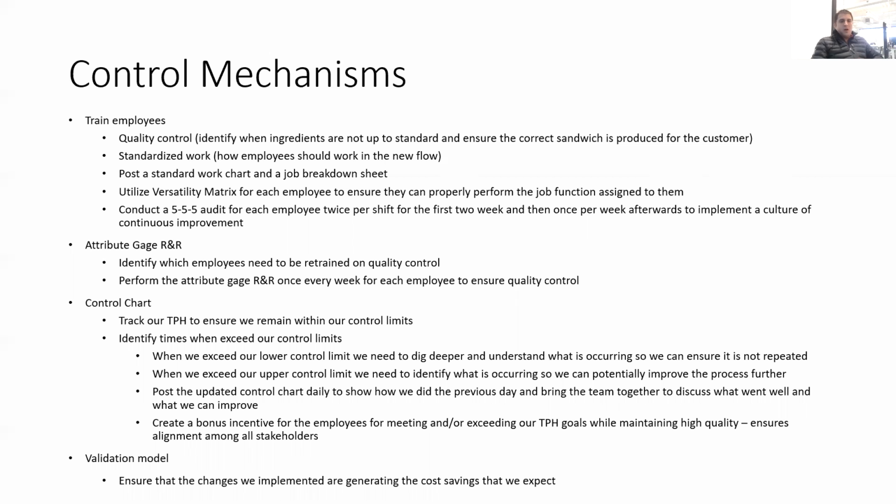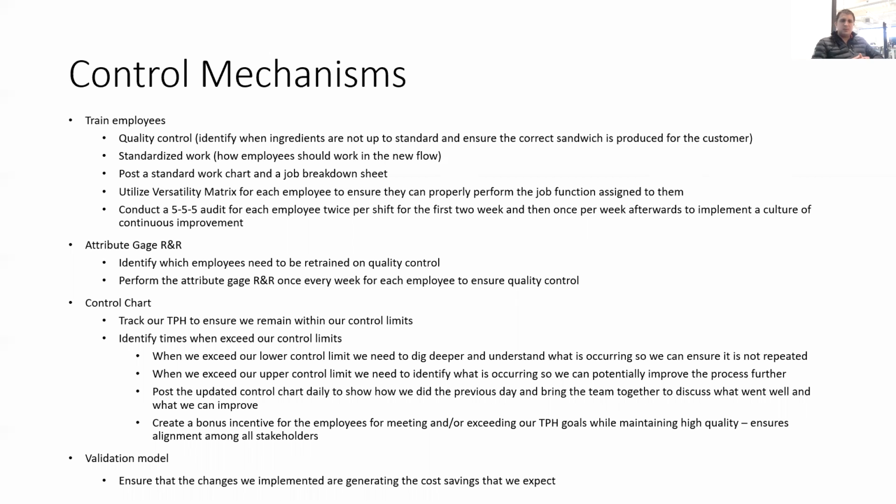An attribute gauge R&R will help us identify which employees need to be retrained on quality control. So we should perform that attribute gauge R&R once every week per employee who is selecting the ingredients and creating the sandwiches. One thing that would also be very helpful is control charts, so we can track our throughput per hour. And then we can identify times when we fall below our standard and when we go above it, so we can figure out either what went wrong that we can fix, or what went right that we should try and potentially implement in the future.